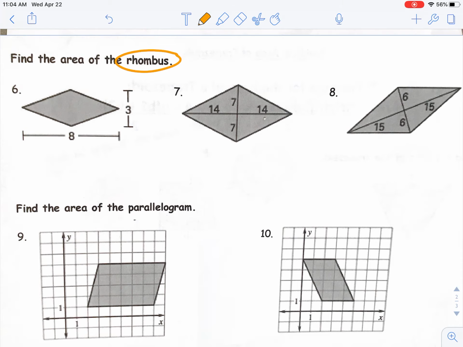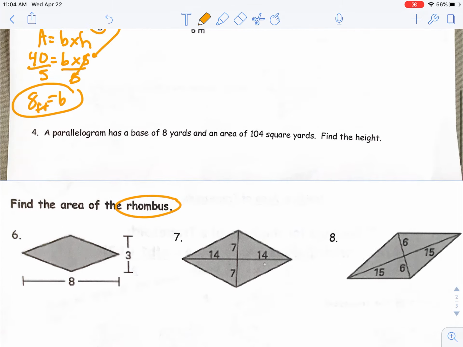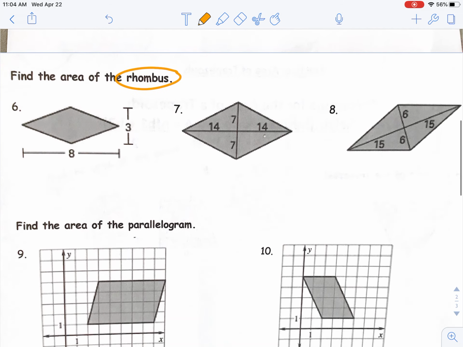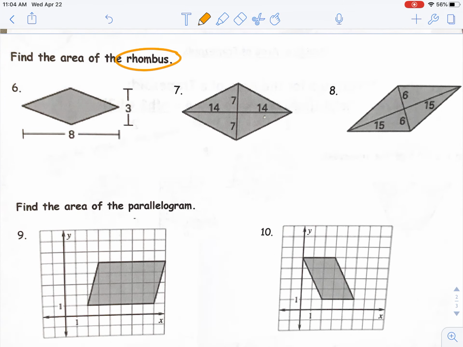Okay, so for a rhombus, the formula, if you look back, I had it at the top there. Formula for a rhombus is diagonal 1 times diagonal 2 divided by 2. Okay, again, it's kind of like a triangle where it's always divided by 2. So we're going to use that formula now for our rhombus over here on page 9. So my formula is diagonal 1 times diagonal 2 divided by 2.